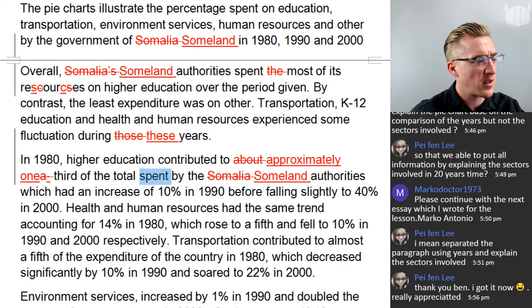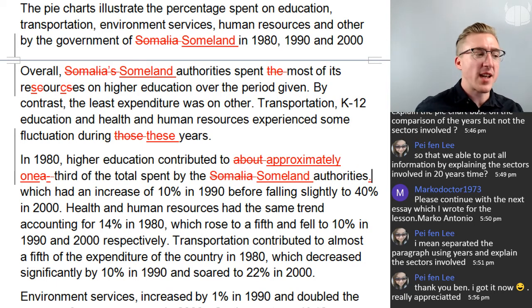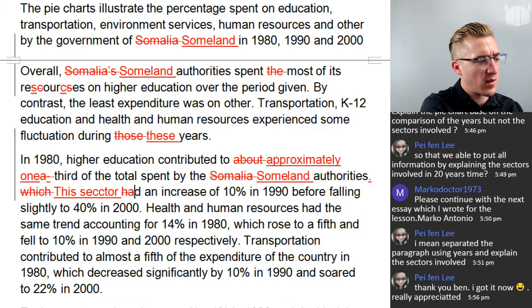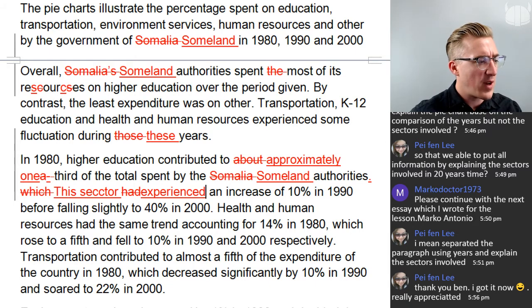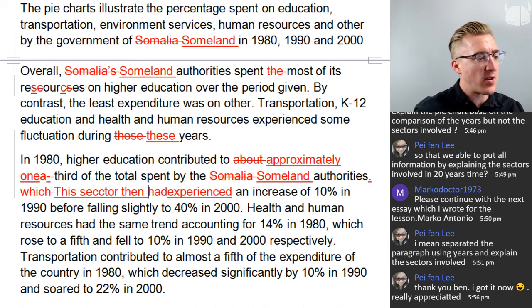1/3 of the total spent by the some land authorities, which is a little strange here. Let's just make a new sentence. This sector experienced an increase of, we could add then, just to connect it a little, then experienced an increase of 10% in 1990 before falling slightly to 40% in 2000. Good. Health and Human Resources had the same trend, accounting for 14% in 1980.